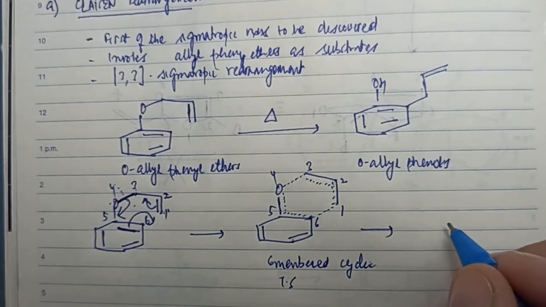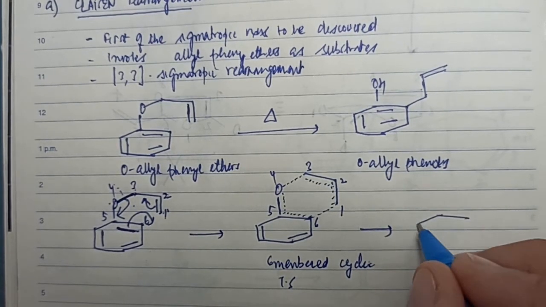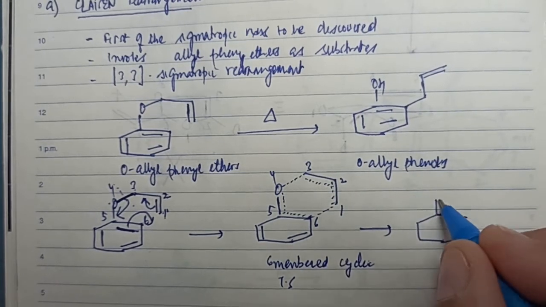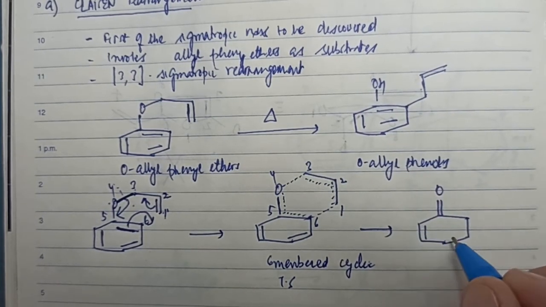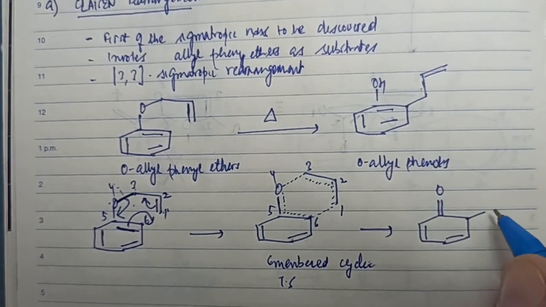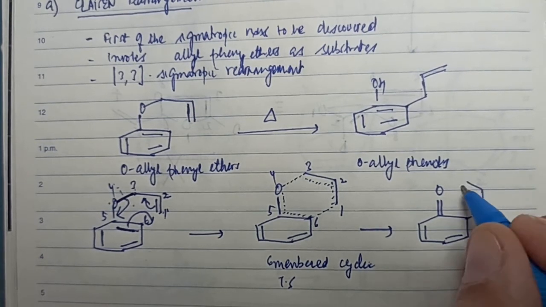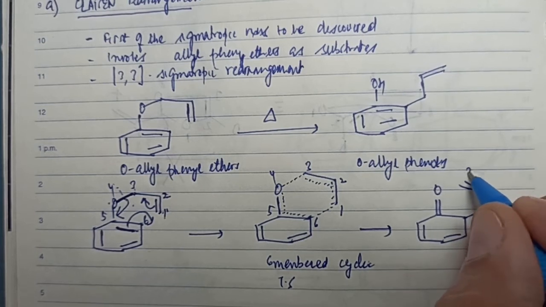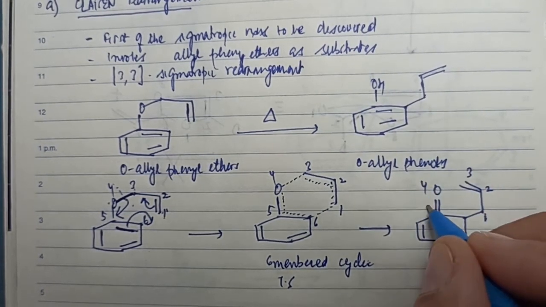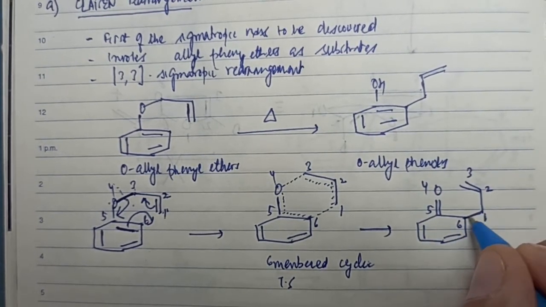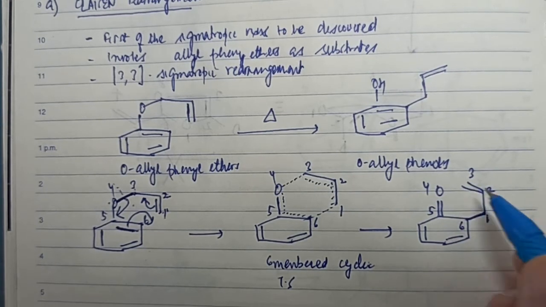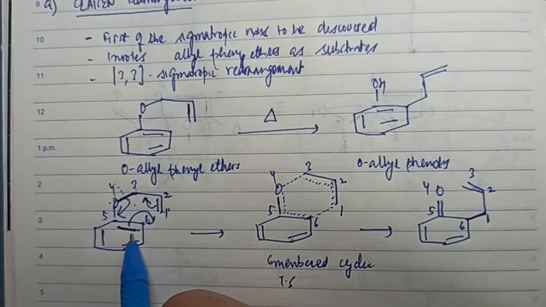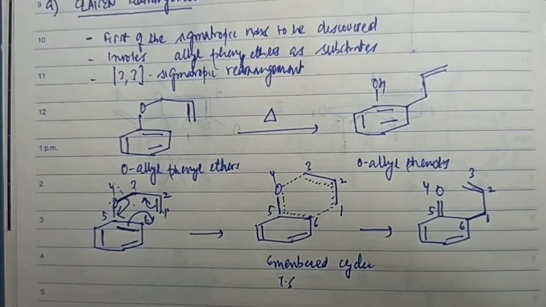The result of this rearrangement would be that ultimately the 3,4 bond breaks and you'd have a bond between this and this, here and here. 1,6 bond is formed. So again, if I retain the numbering, it is 1, 2, 3. This one would be 4, 5 and 6, and as you can see 1,6 bond is formed, 3,4 bond is broken, 1,2 double bond shifts to 2 and 3 position, 5,6 double bond shifts to 4 and 5 position.